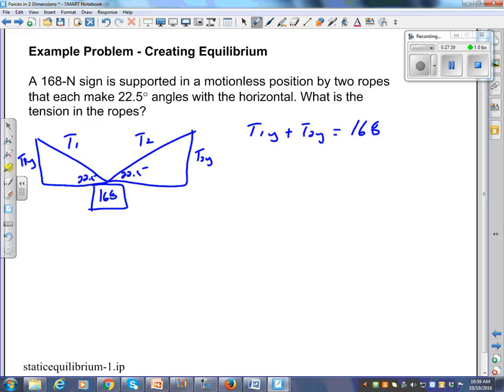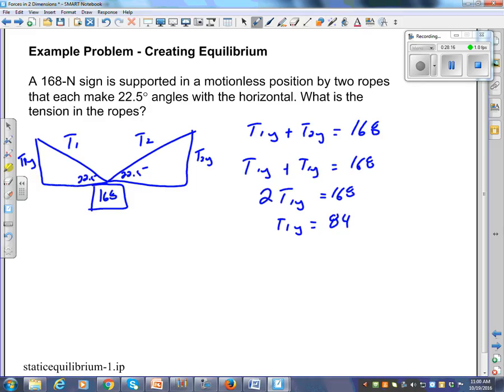Okay, because these angles are the same, T1 and T2 have to be the same, right? So I want to show it completely here. T1Y plus T1Y is equal to 168, because T2 and T1 are equal to each other. Which means I've really got 2T1Y is equal to 168, or as Dan pointed out, T1Y is 168 divided by 2, or 84.